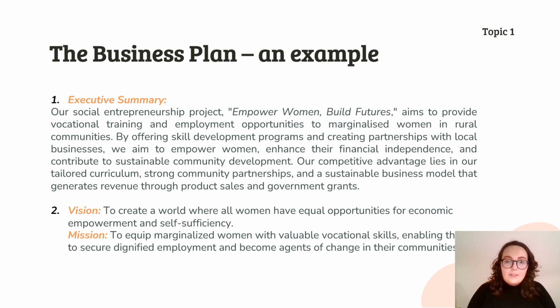First is the executive summary. The executive summary should sound something like this. Our social entrepreneurship project, Empower Women, Build Futures, aims to provide vocational training and employment opportunities to marginalised women in rural communities. By offering skill development programs and creating partnerships with local businesses, we aim to empower women, enhance their financial independence, and contribute to sustainable community development.